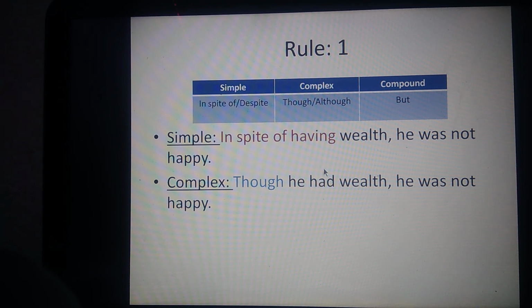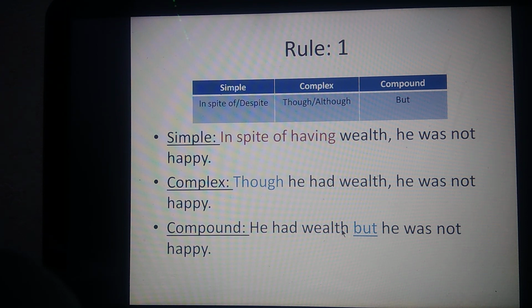To make this sentence compound, we'll have to drop out the conjunction though and insert the conjunction but, just here. So the sentence will read like this: he had wealth but he was not happy. In a compound sentence, you can drop the repetition of the subject from the second clause. So if you drop that, it will be he had wealth but was not happy. So finally, this is the sentence. This was rule 1. I hope you have understood. If not, please let me know through comments.